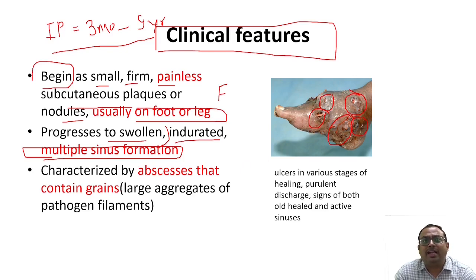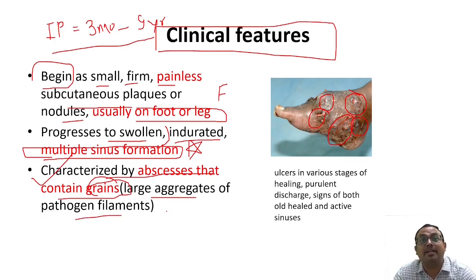Another clue to the diagnosis is the discharge, which is most of the time present, and actually contains grains. So there is a gritty discharge. The patient will complain that there is some discharge with a gritty sensation. These discharges or grains actually contain large aggregates of the pathogen. What is it? It contains the true pathogen, either fungi or bacteria itself.